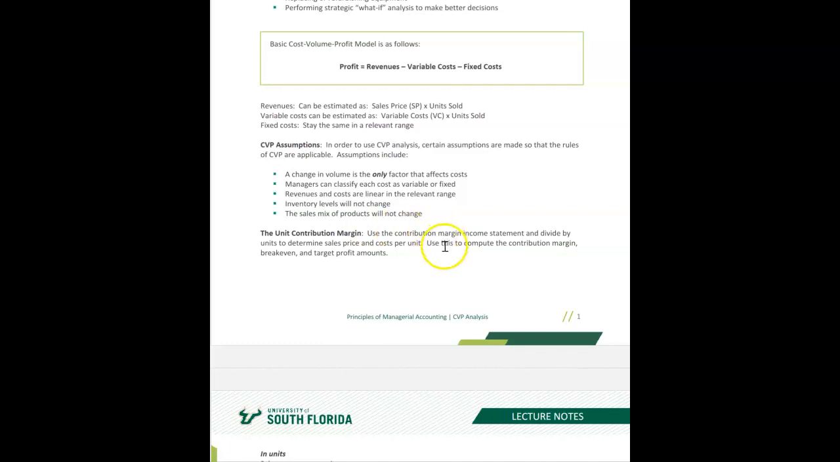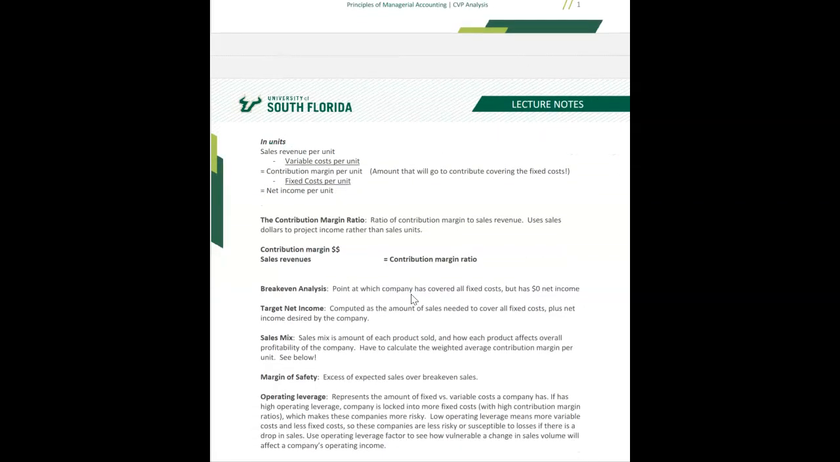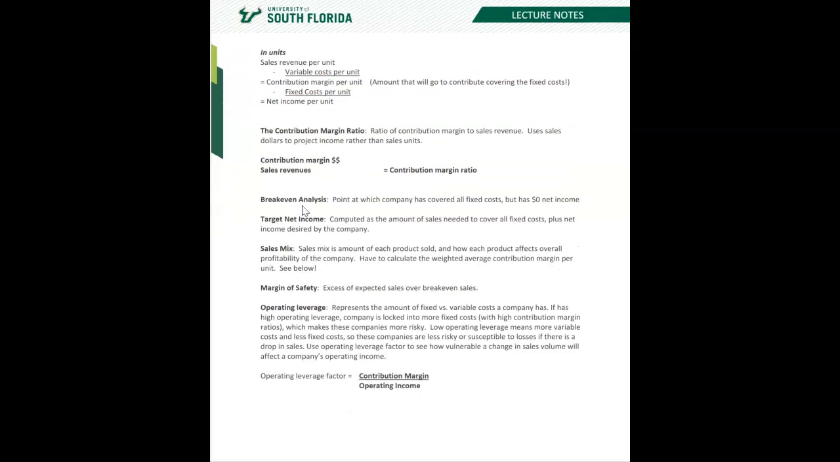So the unit contribution margin income statement, if we divide that by the number of units, it helps determine our selling price and our cost per unit. Okay, this is what it's good for. So in units, we can take our sales revenue per unit. Sales revenue less variable cost is contribution margin. And then you can take off fixed cost per unit if you want, but I wouldn't. I would just leave this only in the total cost column, and that would give you, quote, net income per unit.